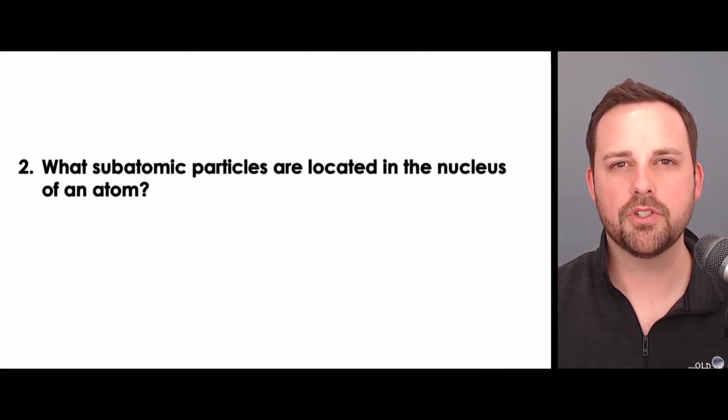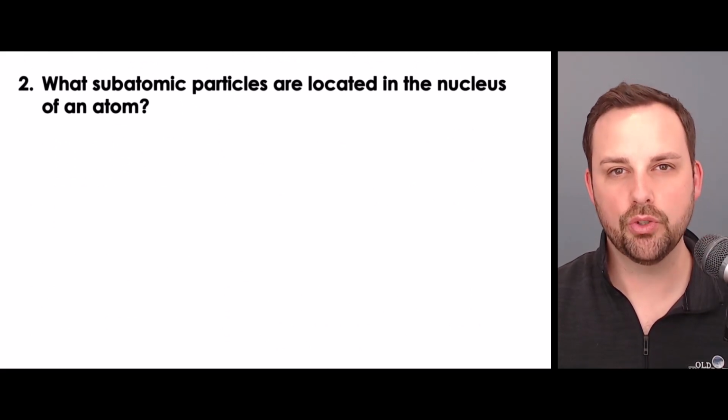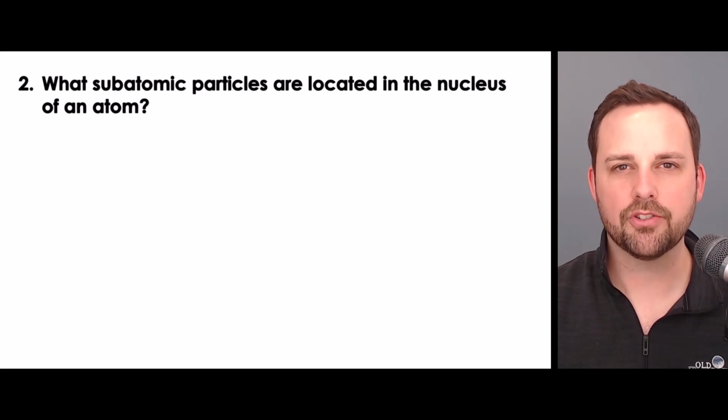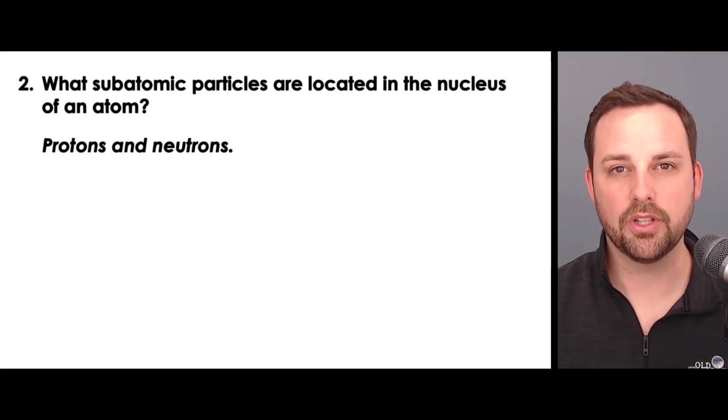Here's question number 2. What subatomic particles are located in the nucleus of an atom? Here's the correct answer. Protons and neutrons. Protons and neutrons are the only subatomic particles located in the nucleus. There are other particles for atoms, but they're not located in the nucleus.